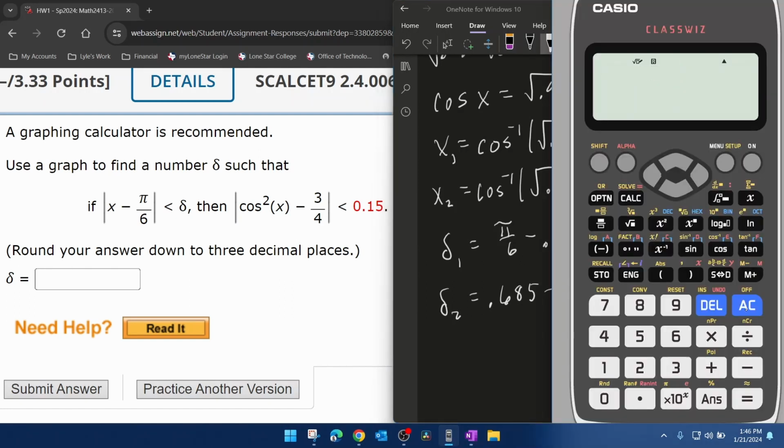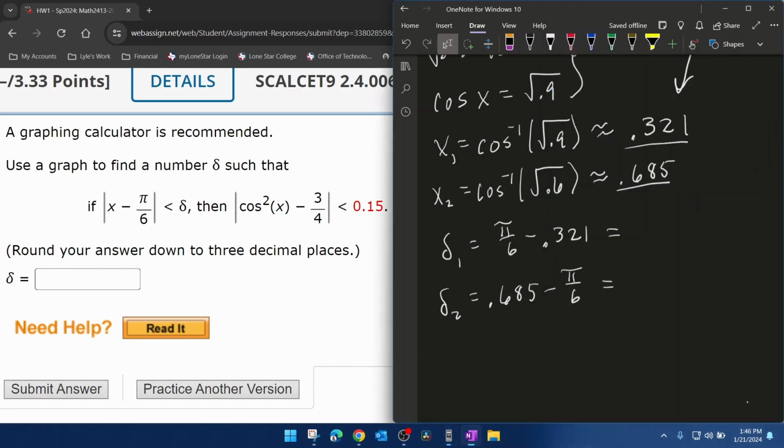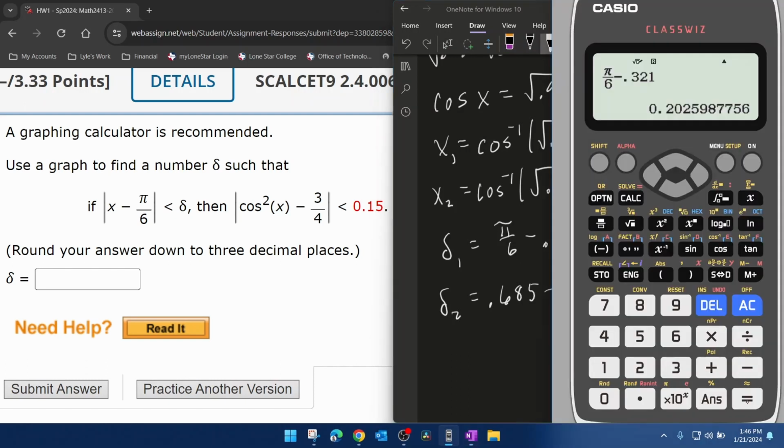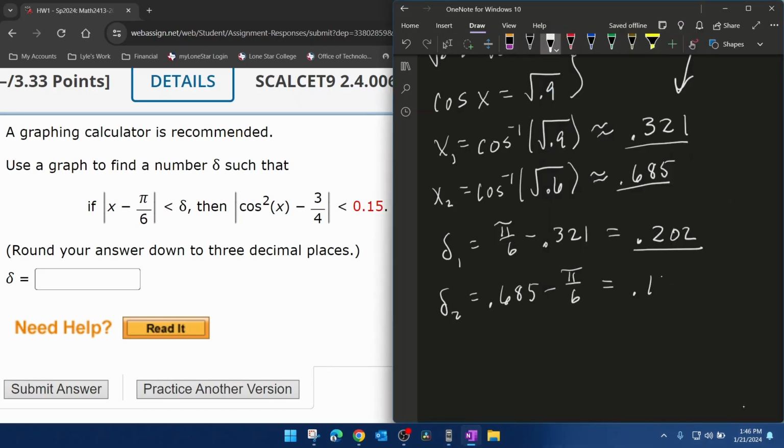All right, here we go. So we've got, with our class whiz, pi over 6 minus 0.321, rounded down again, 0.202. And then, with the class whiz, 0.685 minus pi over 6, 0.161. Which one of those is smaller?